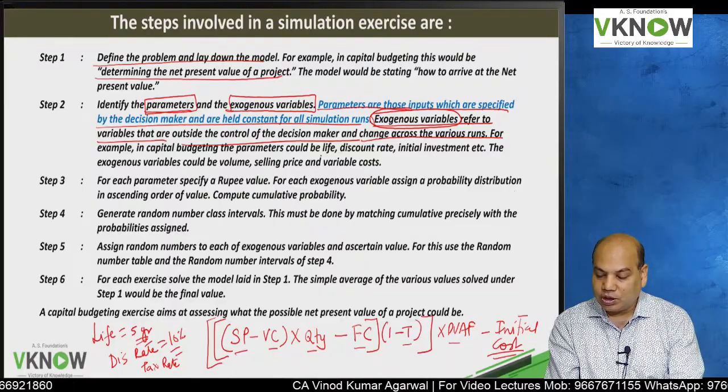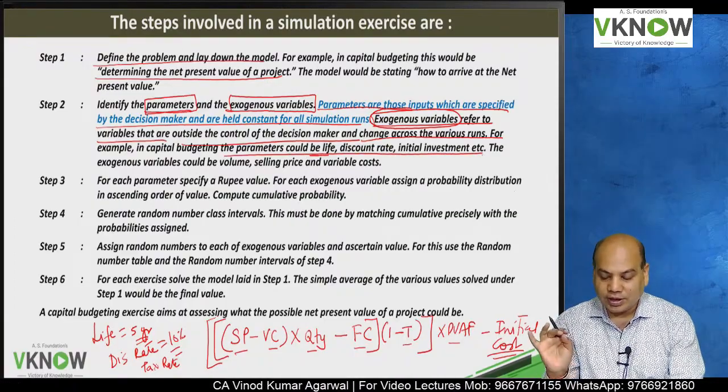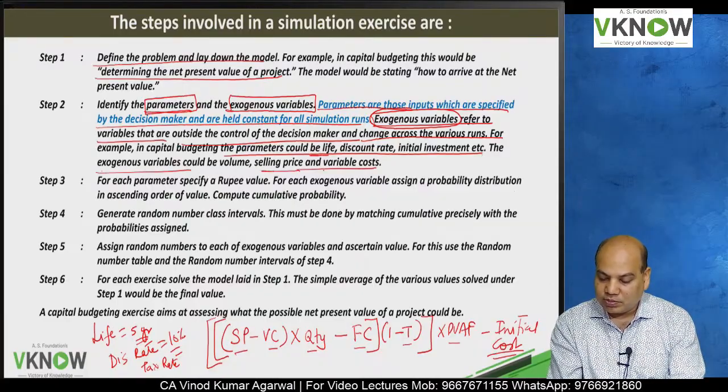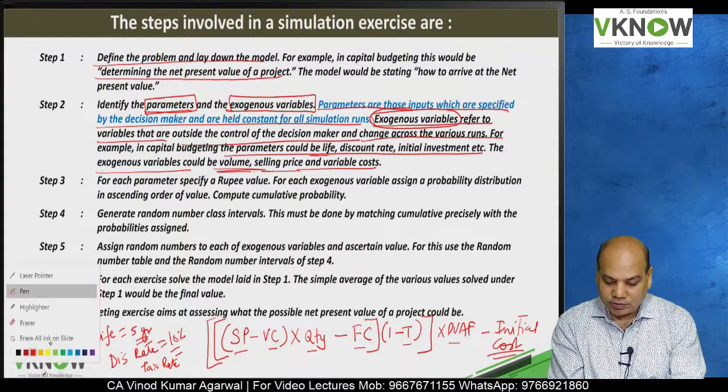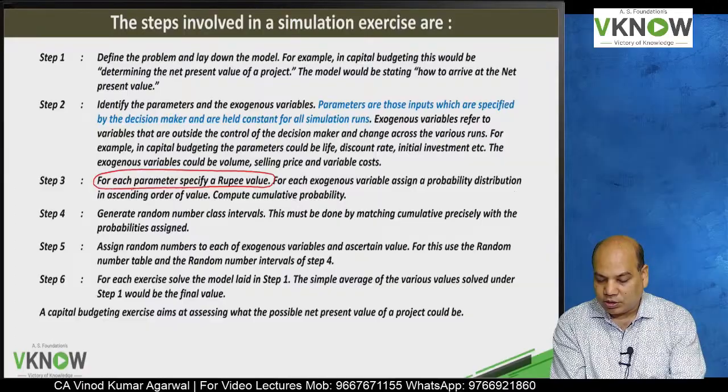A parameter could be life, discount rate, initial investment. This is what we are writing as an example. An exogenous variable can be selling price, variable cost, sales quantity. Step number 3: for each parameter, specify a rupee value.